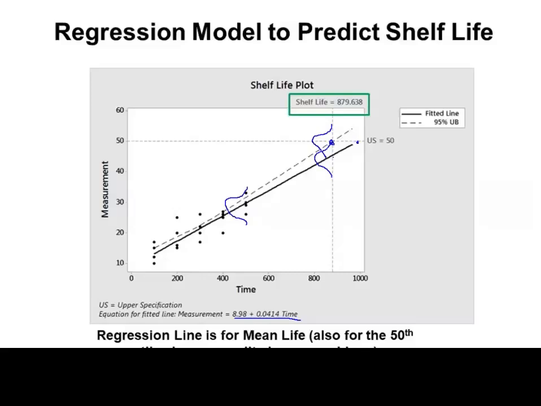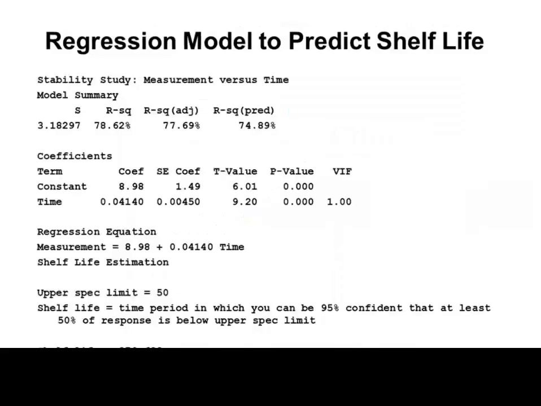But notice, that predicts that some of the units are actually going to exceed this shelf life. And how much? Well, the mean of a normal is the same as the median, so this is actually 50%. This is probably not how we want to do the shelf life. Let's look at the statistical output.